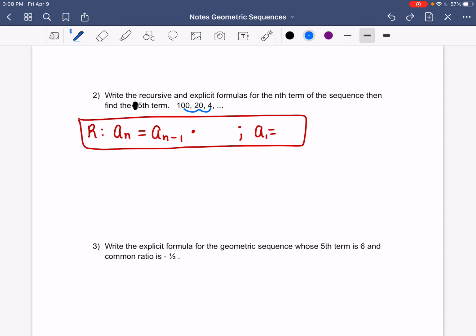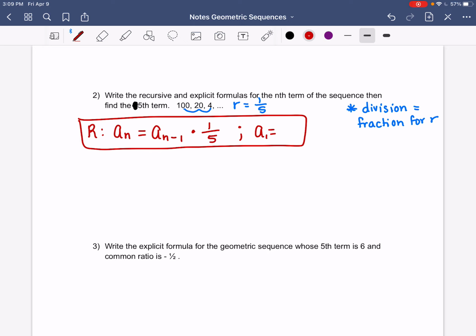So what fraction are you going to multiply by to get the number to go down? So if your numbers are decreasing, if you're dividing by something, that just means that you're going to have a fraction. So maybe make yourself like a little note. Division equals fraction for r. So what number are we dividing by? 100 divided by 5 is 20. 20 divided by 5 is 4. That means our common ratio is 1/5. Dividing by 5 is the same as taking a fifth of something. So my r is 1/5.